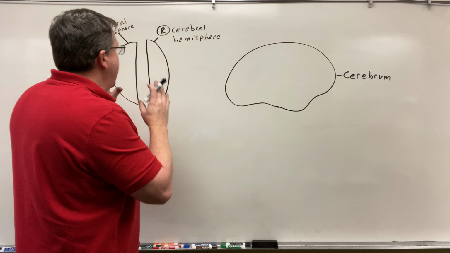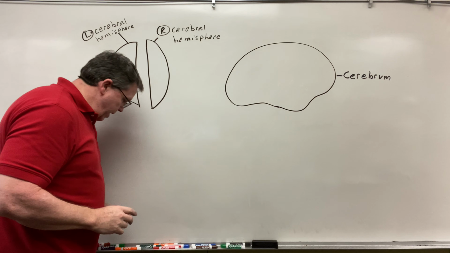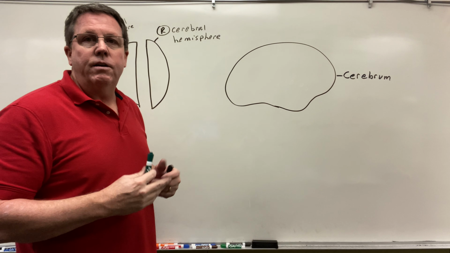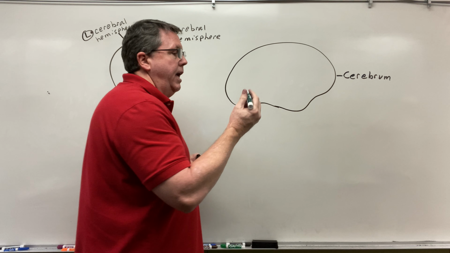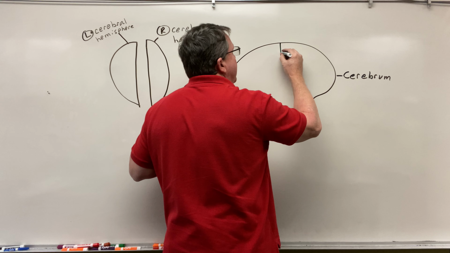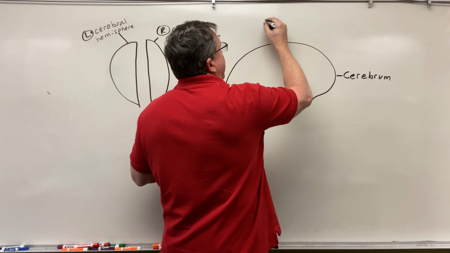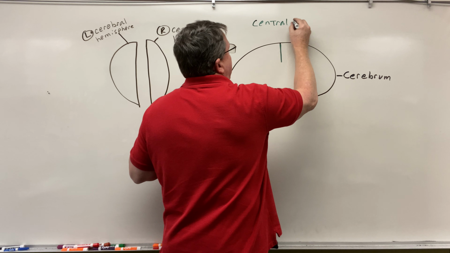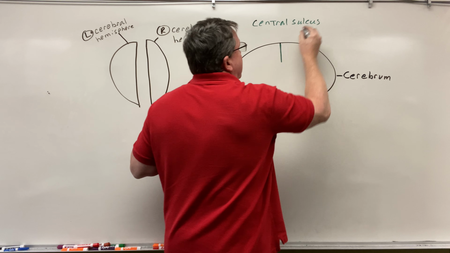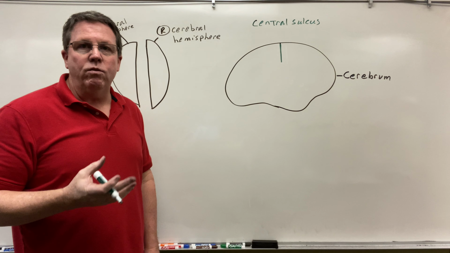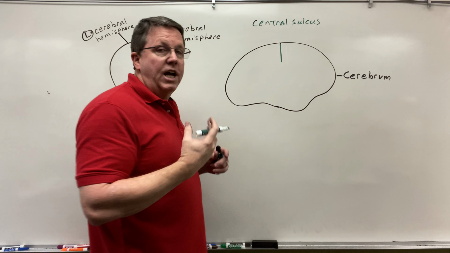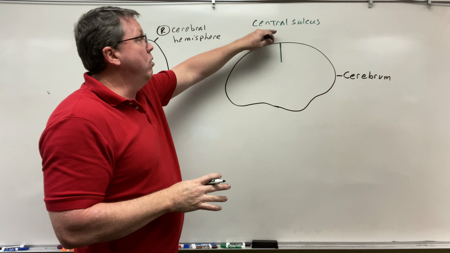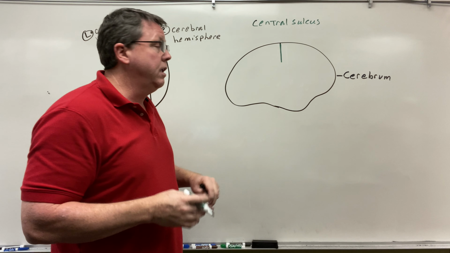Okay, so now here's the thing with the brain. In the center of the brain, in the center of the cerebrum, we have something called the central sulcus. Okay, so this is the central sulcus. Now a sulcus is basically a shallow depression that's between gyri. Gyri are solid parts of the brain. I'm going to demonstrate some in just a minute. Sulci are the shallow depressions between the gyri.